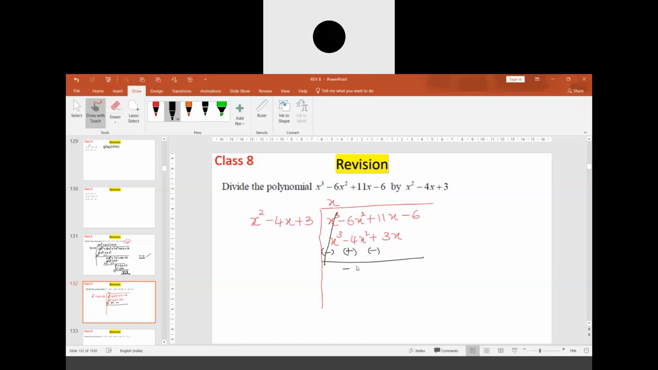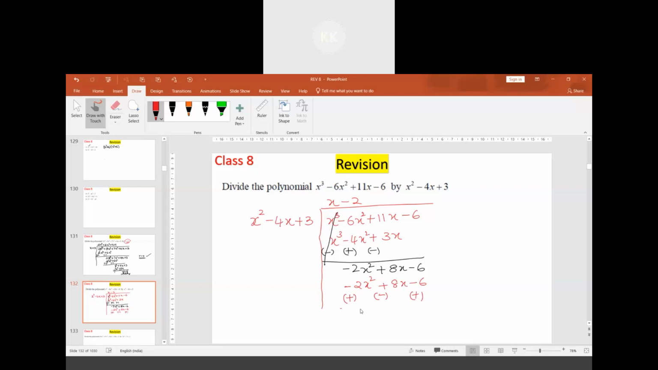Zero, sir. Plus 2x square. Here some people will go wrong. It's minus 2x square. 8x plus 8x minus 6. Sir, x minus 2 is the answer. The remainder is 0. Minus 2 is the answer, and the remainder is 0.